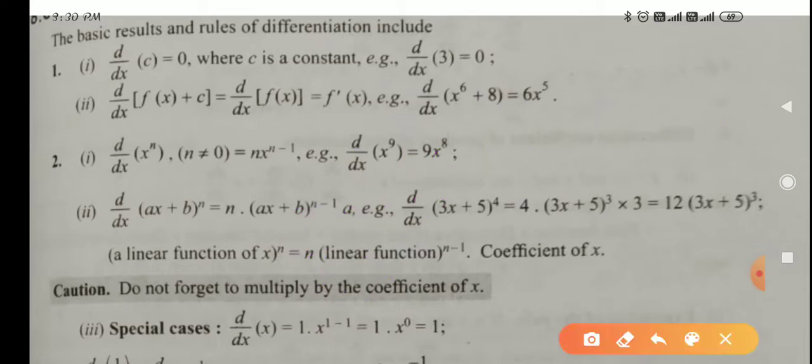Next, here they are giving the example d upon dx of x to the power 6 plus 8. For 8 differentiation will be 0. For x to the power 6 it will be 6x to the power 5.